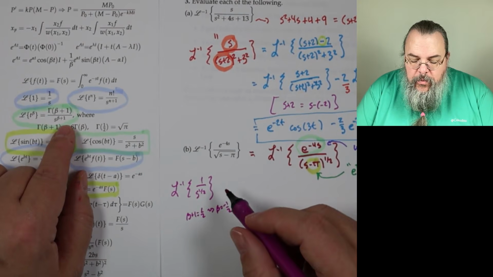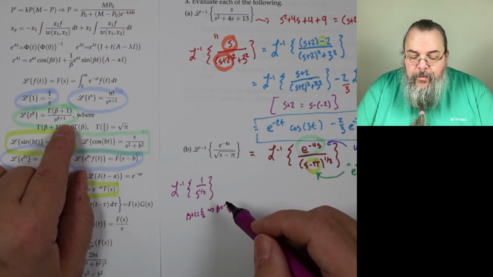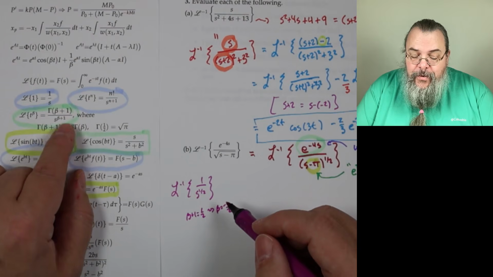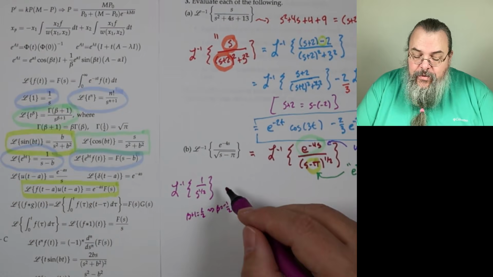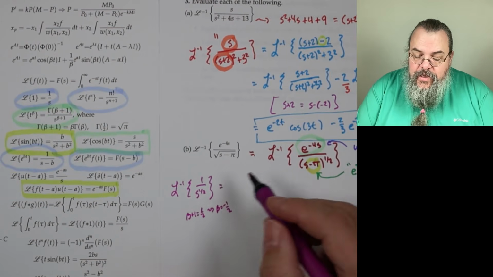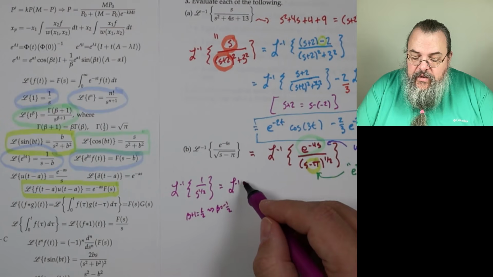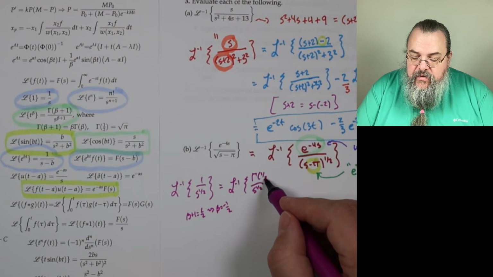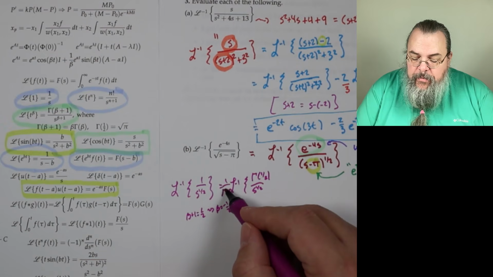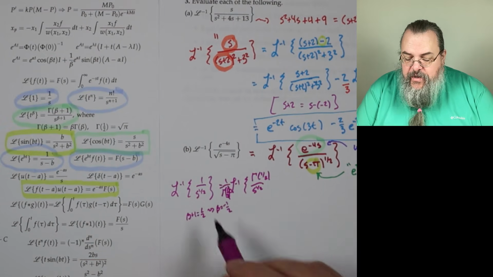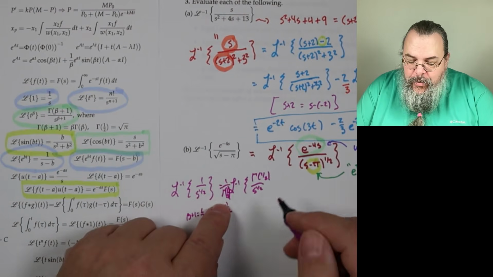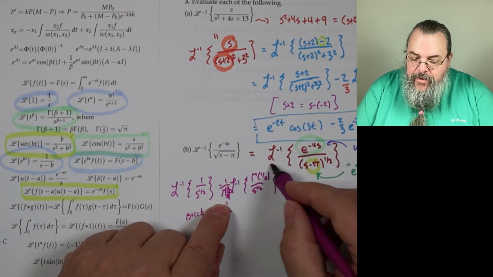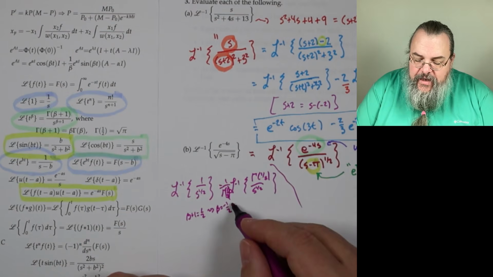But we're missing something. What should be upstairs? We need a gamma to the 1/2. So we say, oh, so this is really the inverse Laplace of 1 over s to the 1/2, but then there's a gamma to the 1/2 upstairs, and a 1 over gamma to the 1/2 out in front. I'm sorry, it's getting really crowded there. But we all know what we mean, right? We'll fix this up in a second here.